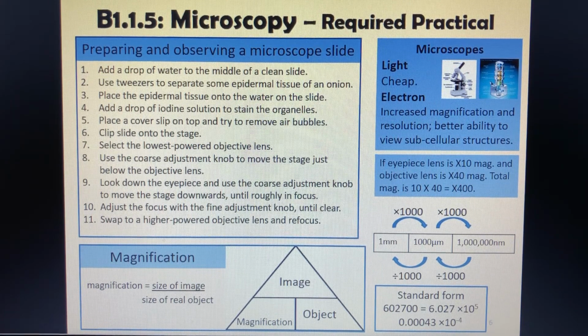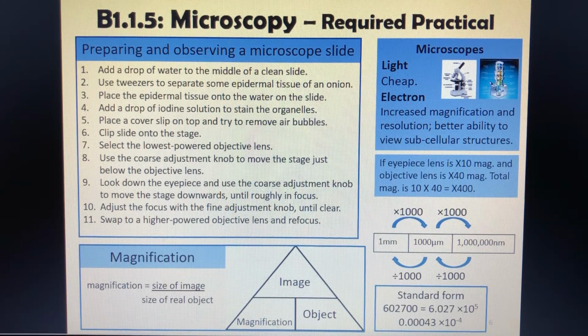We've got our magnification, size of image and real object equation there. Yes, we're going to need to learn this equation, okay? We can remember image on the top of the triangle, so they're likely to give you a picture, so the image is always on top, okay? You might have to measure something with your ruler in millimeters, don't go for centimeters. Measure it in millimeters, turn it into micrometers by multiplying by 1,000, and then divide it by the magnification to get the real object size. That's likely to be what they'll need you to do.